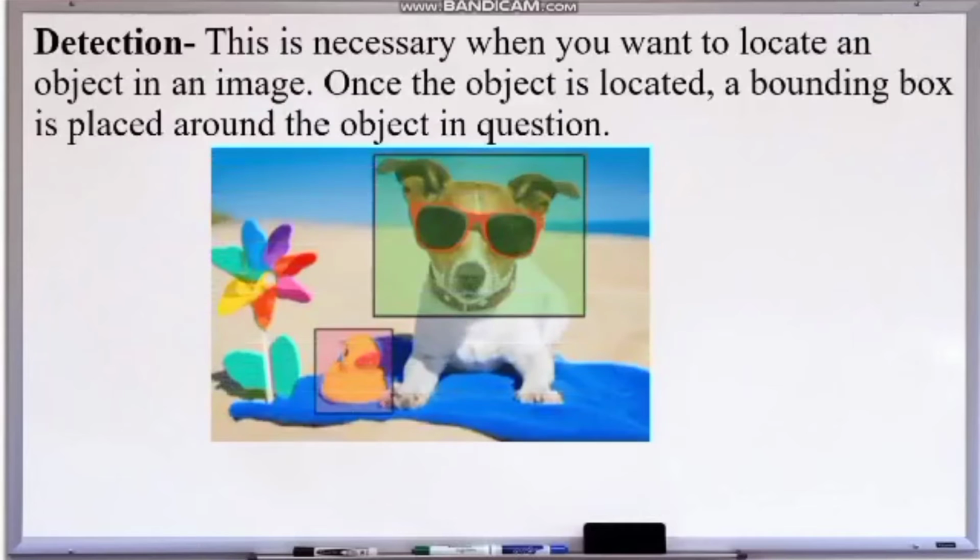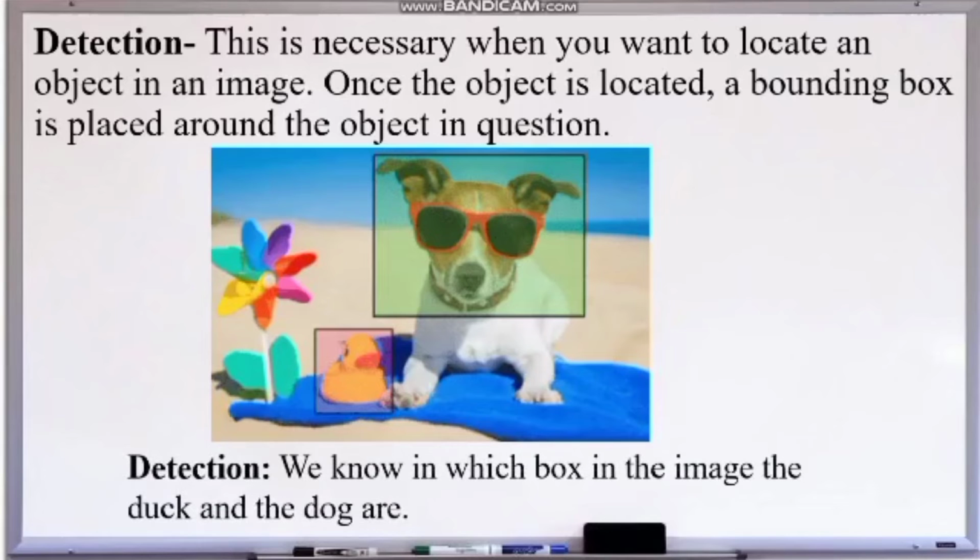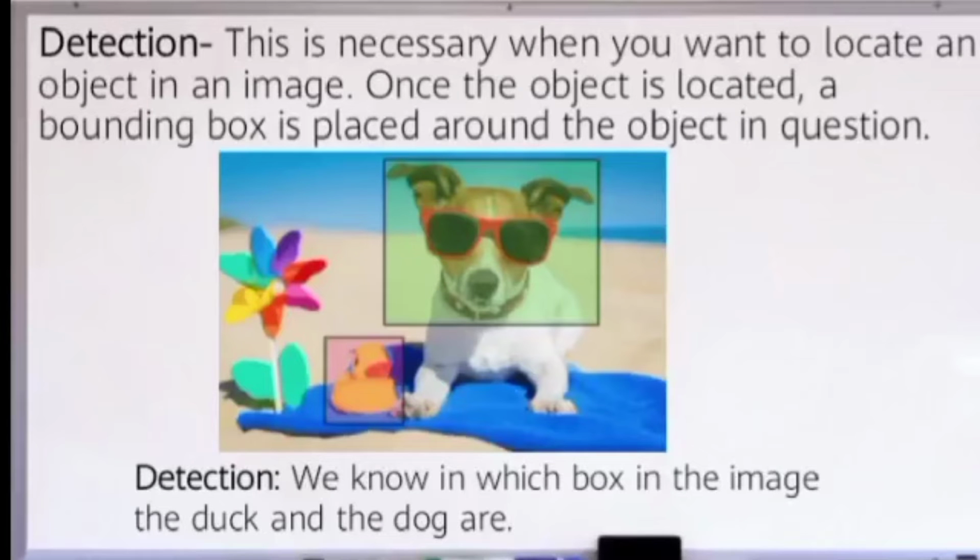The third one is detection. This is necessary when you want to locate an object in an image. Once the object is located, a bounding box is placed around the object in question. The example of this detection is, we know in which box in the image the duck and the dog are. Like you can see, this is the example of detection.